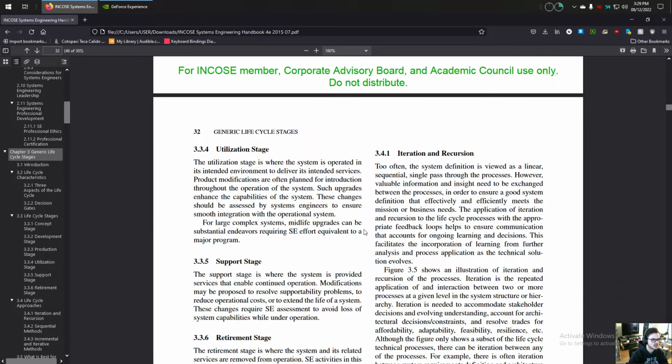Next up is the utilization stage. The utilization stage is where the system is operated in its intended environment to deliver its intended services. Product modifications are often planned for introduction throughout the operation of the system. Such upgrades enhance the capabilities of the system. These changes should be assessed by systems engineers to ensure smooth integration with the operational system. For large complex systems, midlife upgrades can be substantial endeavors requiring systems engineering effort equivalent to a major program.